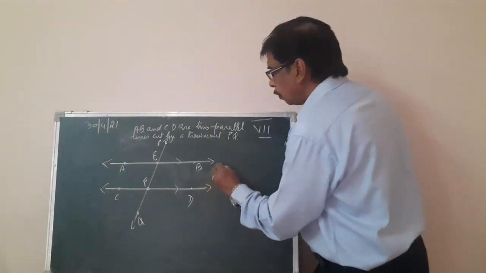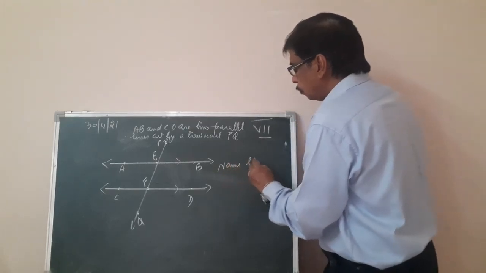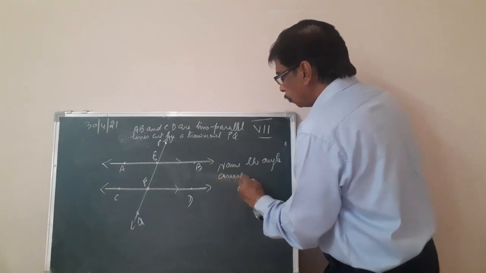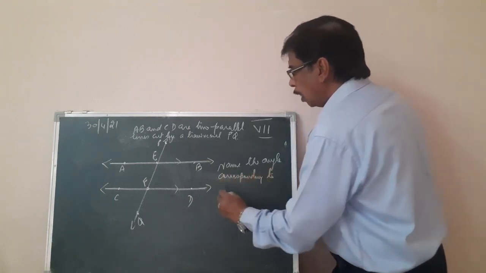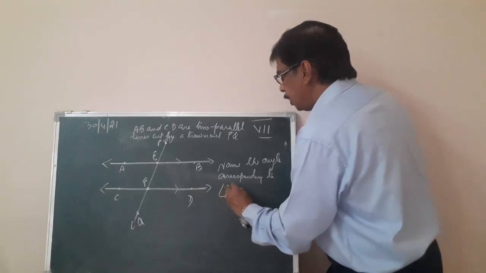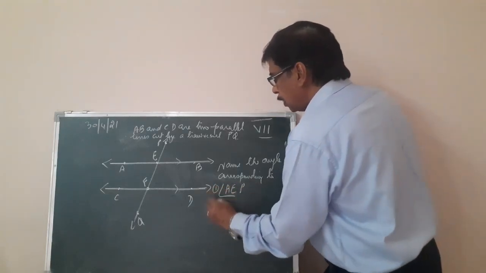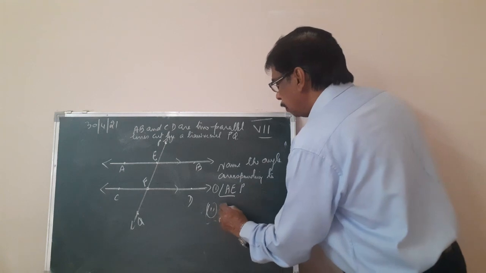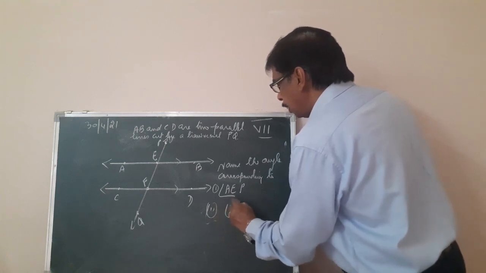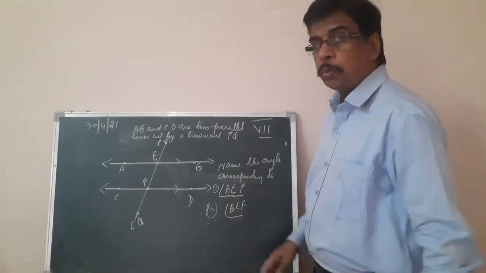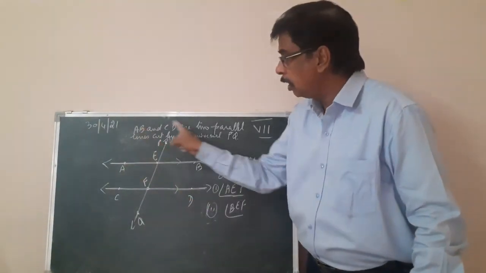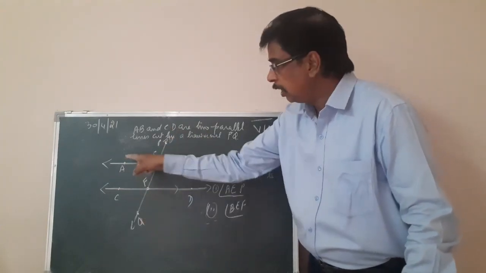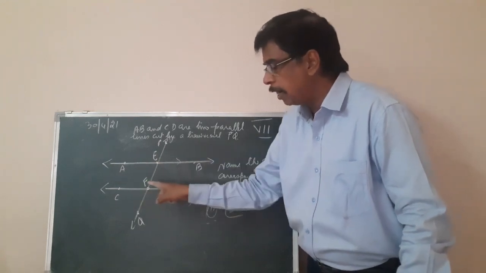name the angle corresponding to angle AEP, and second is corresponding to angle DEF. These two questions. Now understand here, I have drawn the figure because they said AB and CD are two parallel lines. They are cut by a transversal PQ intersecting AB at E and CD at F.